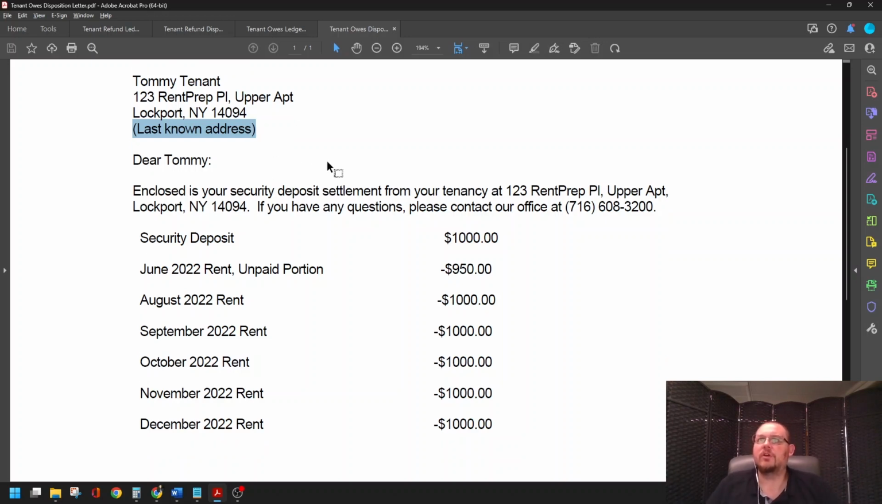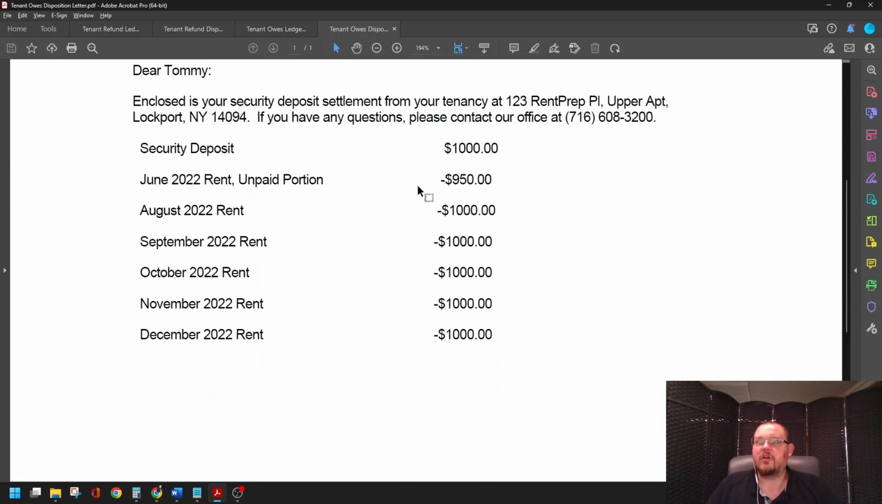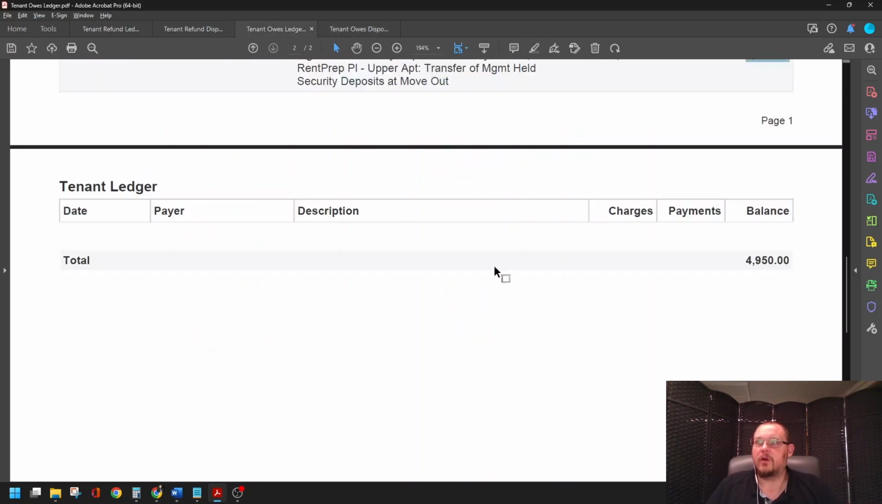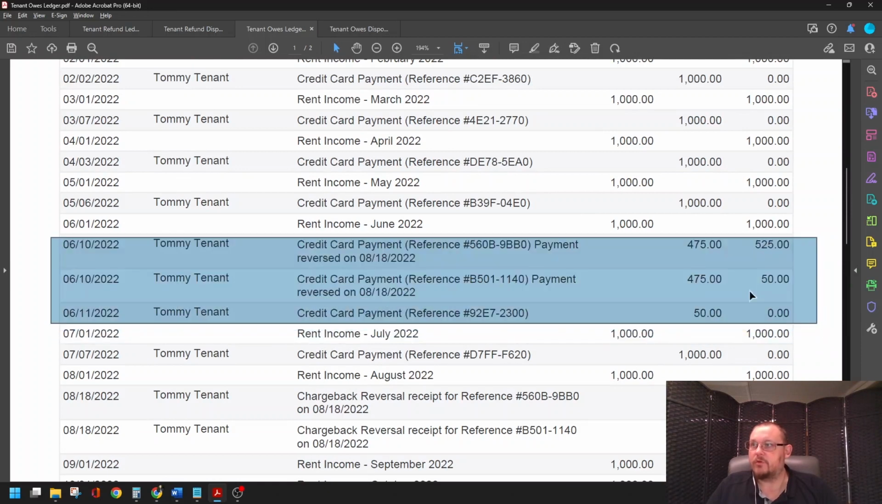So moving forward, "Dear Tommy, enclosed is your security deposit settlement from your tenancy at 123 RentPrep Place in the upper apartment. If you have any questions, contact our office." And then you can see his security deposit, then the June 2022 rent, the unpaid portion, and we'll go back there. I'll show you there were three payments that were made. There were two $475 payments and a $50 payment totaling $1,000.